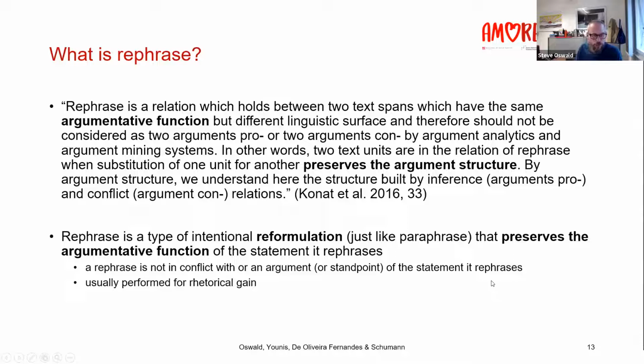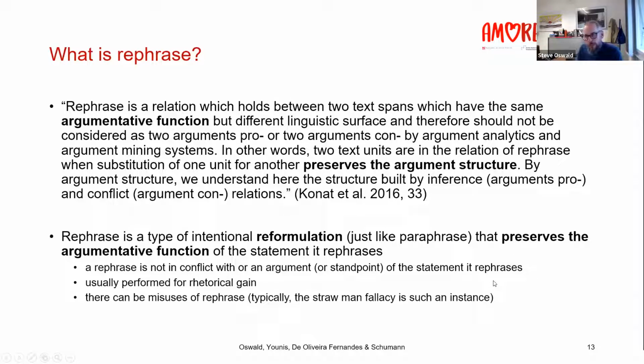We'll say a few things about this. And there also can be misuses of rephrase, typically the straw man fallacy, where you misrepresent what someone has said to try to attack them more easily. That would be a misuse of rephrase, when you rephrase someone else's words.